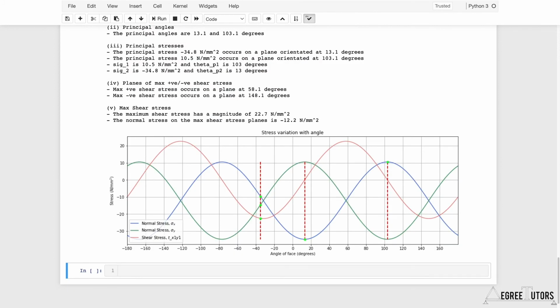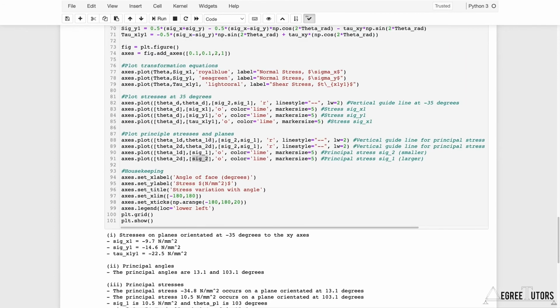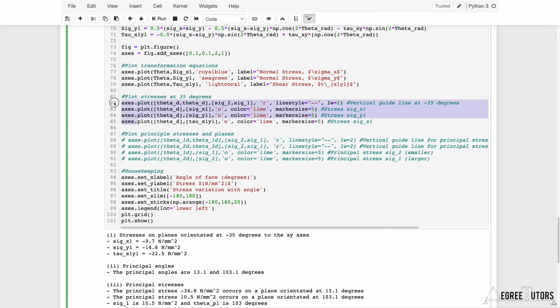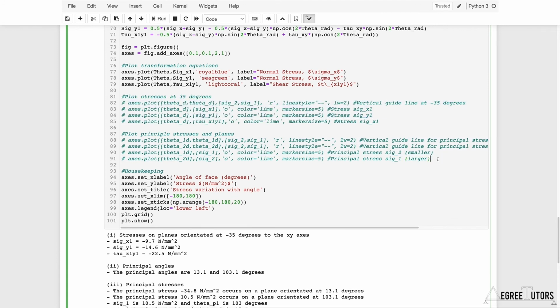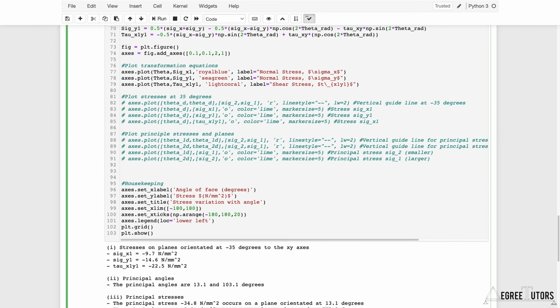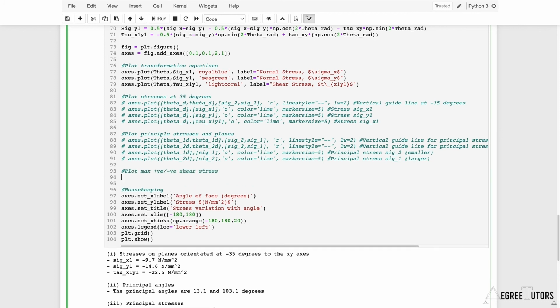All right, so we're nearly there. I'm going to make this a little bit easier, I'm going to hide that and I'm going to hide that just because it's starting to get a little bit clogged up now. So now we can go ahead and just plot some shears. Right, so plot the maximum positive and negative shear stresses.